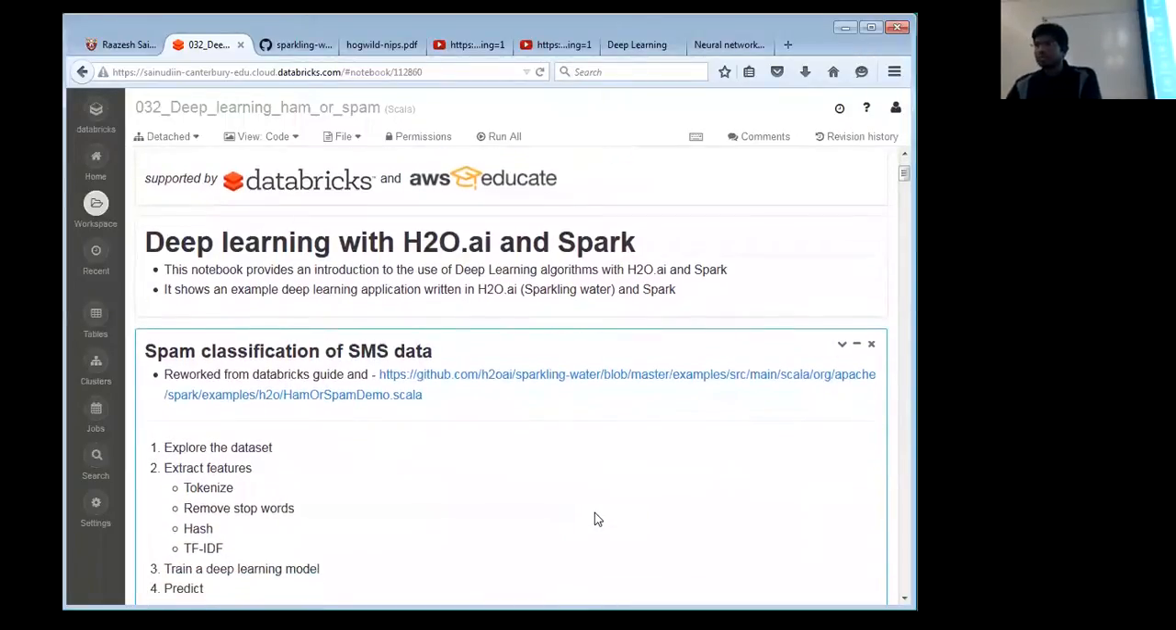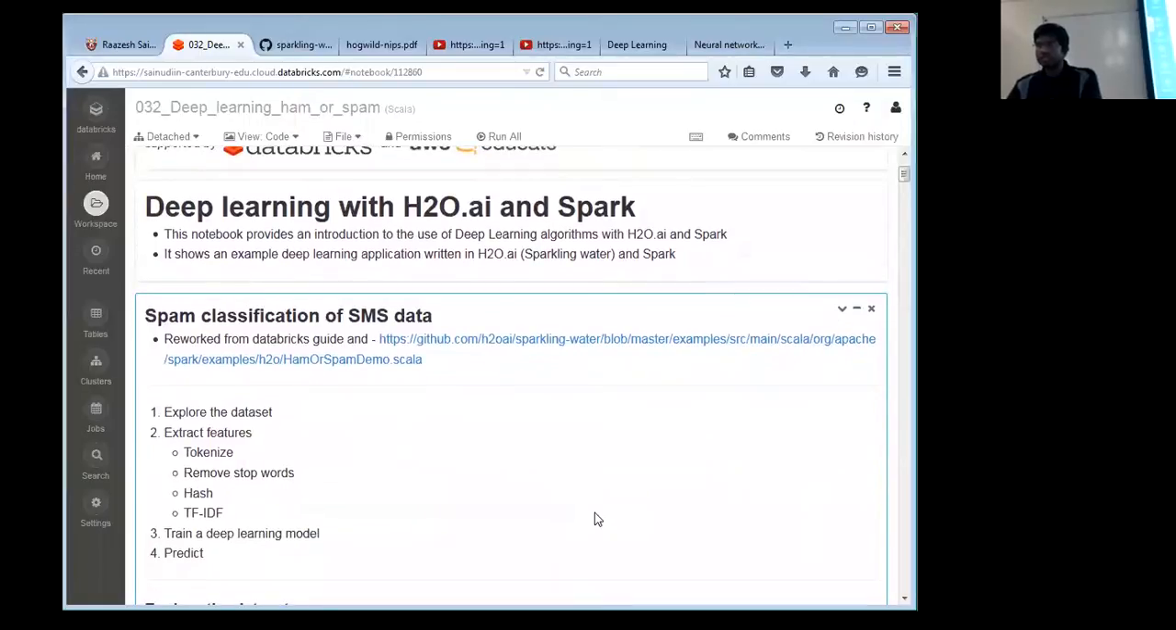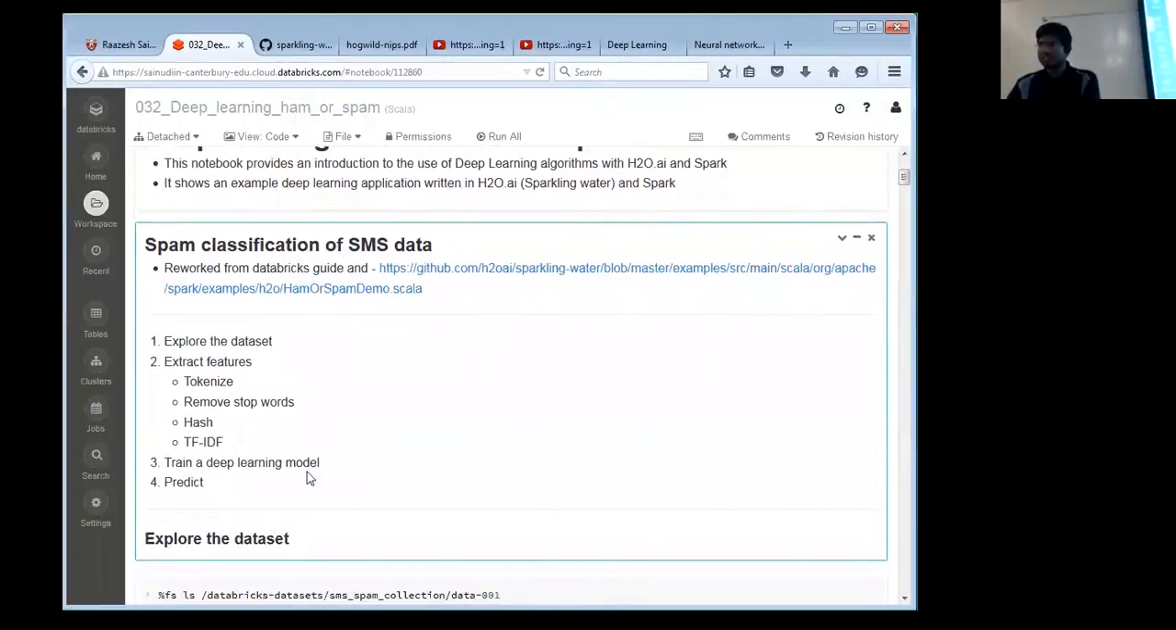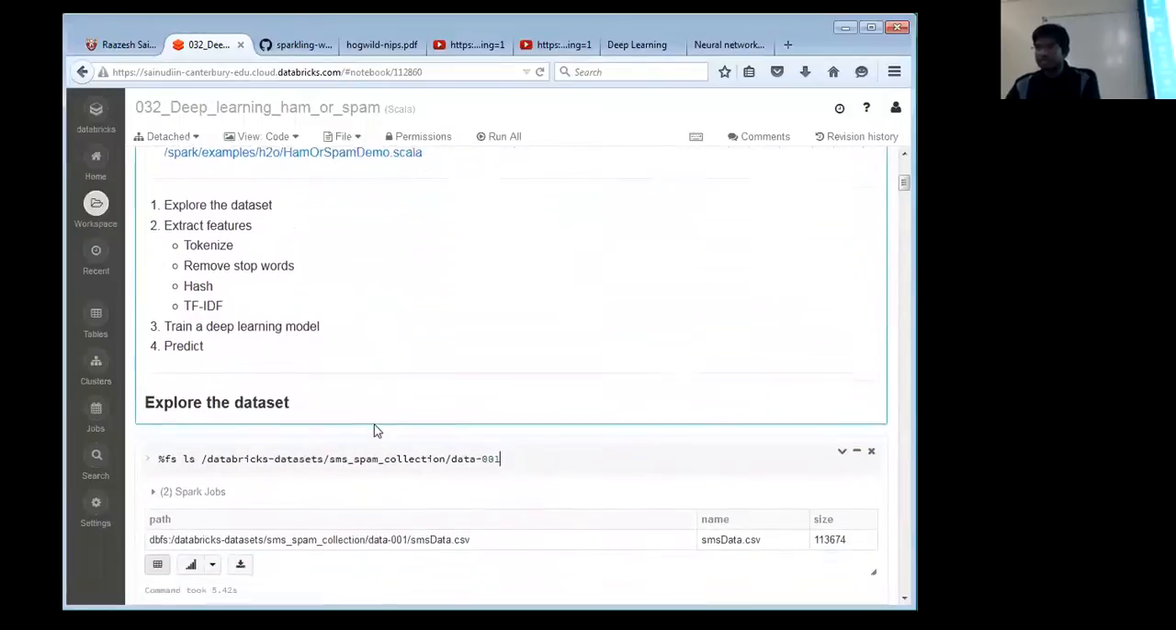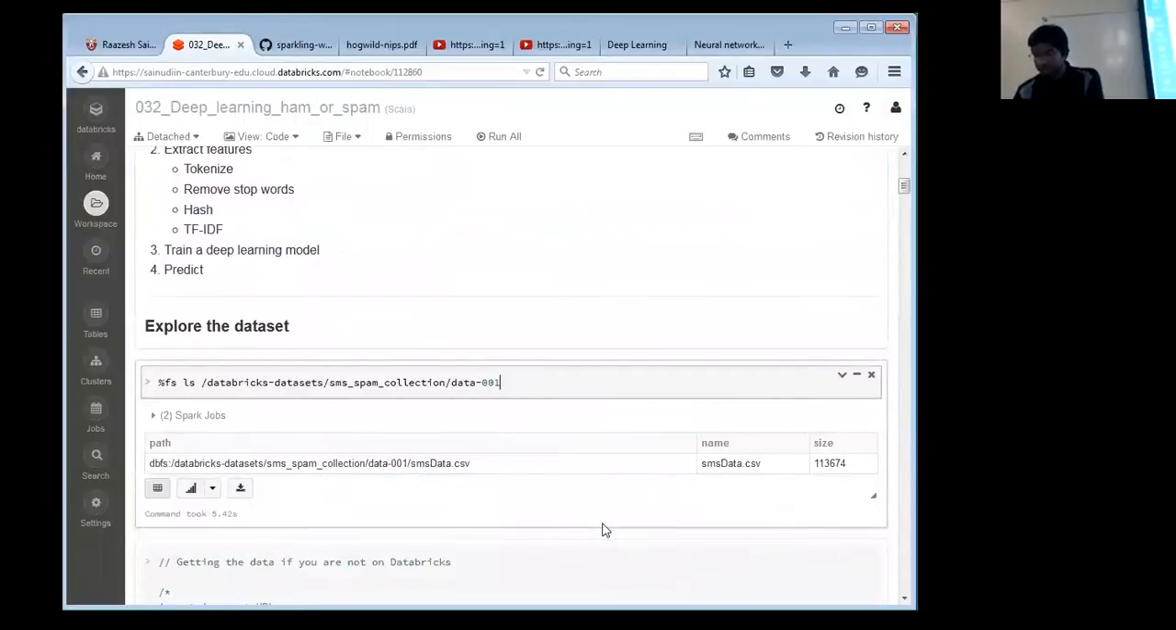Okay, what we are going to do in this is a simple spam classification of SMS data. The steps are to explore the data set and extract the features. For featurization, we're going to tokenize the words, remove stop words, do hashing, and build a TF-IDF model. Then we train the deep learning model, and finally we predict using our model. This ham spam data is already available on Databricks.